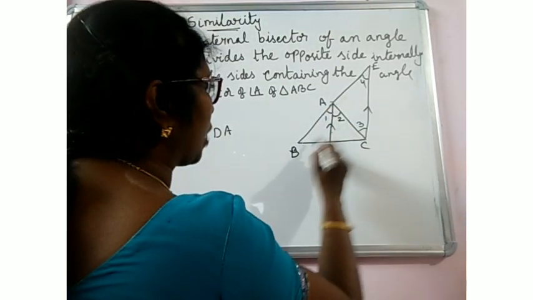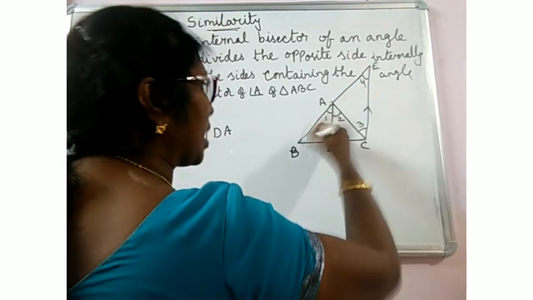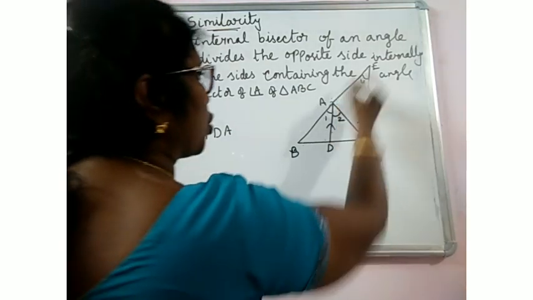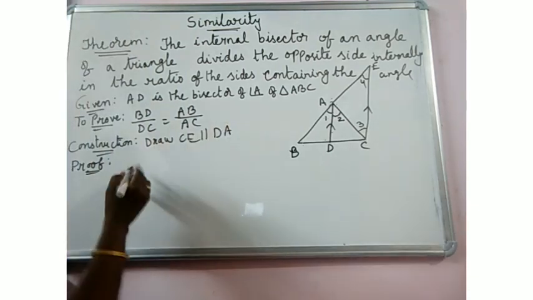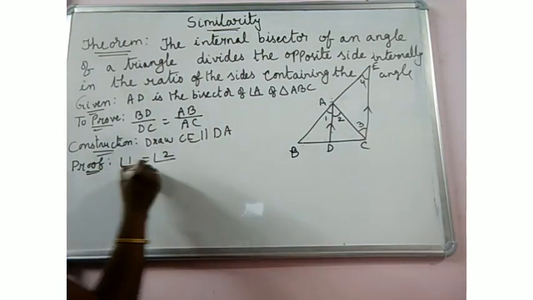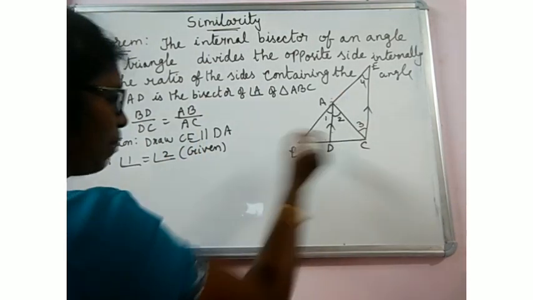Now we have to prove that AB by AC is equal to BD by DC. That means AB is to AE, AB is to AC we have to find. That means we have to show that AE is equal to AC. You see, already angle 1 is equal to angle 2, that is given because AD bisects.